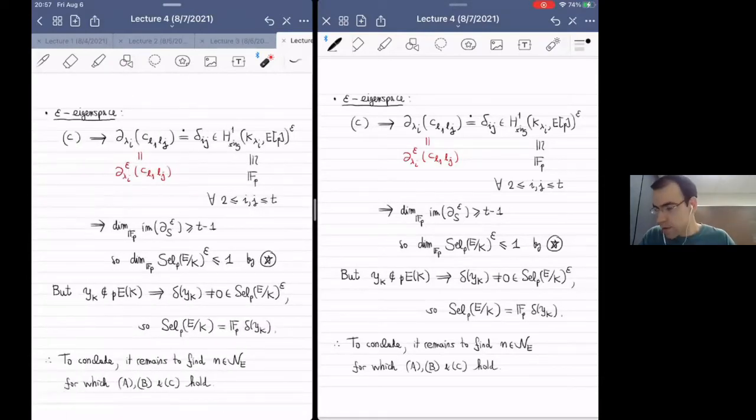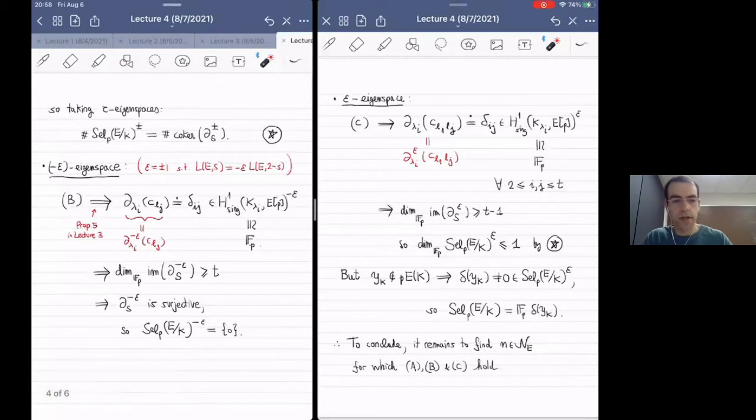All right, so in the remainder of today's lecture, I have about an hour left, we'll be devoted to this part: finding such an n for which we have A, B, and C. Okay, so maybe this is a good point to ask if there are any questions so far. Any questions from the audience?